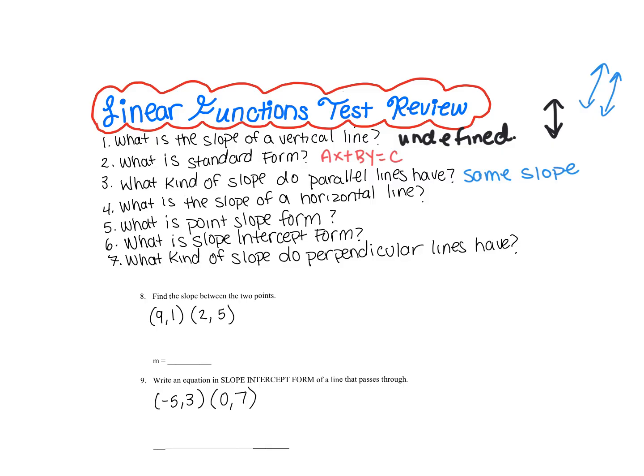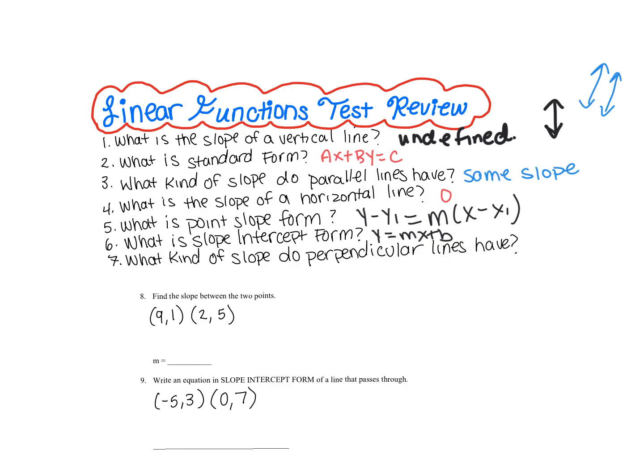All right, the next question. What kind of slope do horizontal lines have? A horizontal line looks like this. 0, right? What is point slope form? That's just a formula. y equals m times x minus x1, right? Slope intercept form, once again, just a formula. y equals mx plus b.